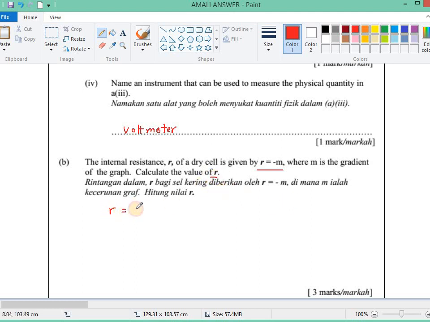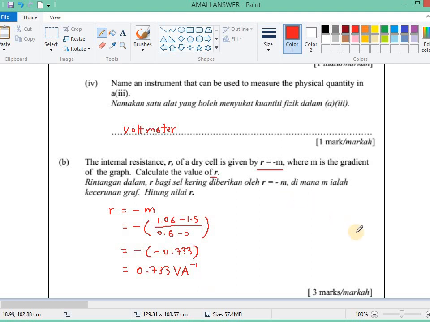So R equals to negative M, and M is the gradient. So that means you show how you calculate the gradient. So this gradient is 1.06 minus 1.5 over 0.6 minus 0. Okay, and then equal to negative 0.733. So that means R is positive 0.733 volt per ampere, or you can write ohm also.